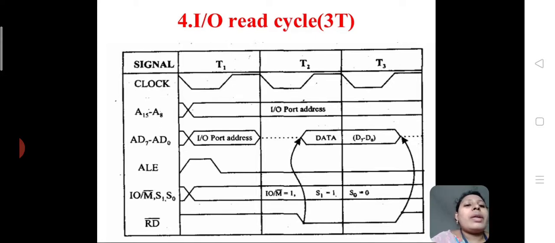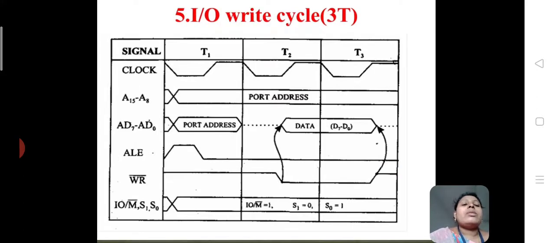For any reading operation from memory or input or output, the status signals will be S0 equal to 0 and S1 equal to 1. Remaining all is the same as the memory read cycle, memory write cycle and opcode fetch cycle. The change is only IO/M bar equal to 1, with S1 and S0, and here it takes the read bar. Next, the input or output write cycle. Here the change is in IO/M bar, S0 and S1. Here S0 will be 1, S1 equal to 0 and IO/M bar equal to 1, and here it takes the write operation.